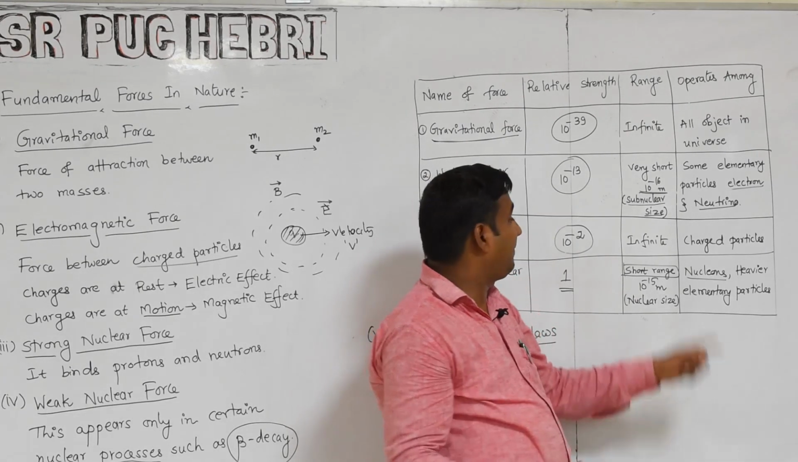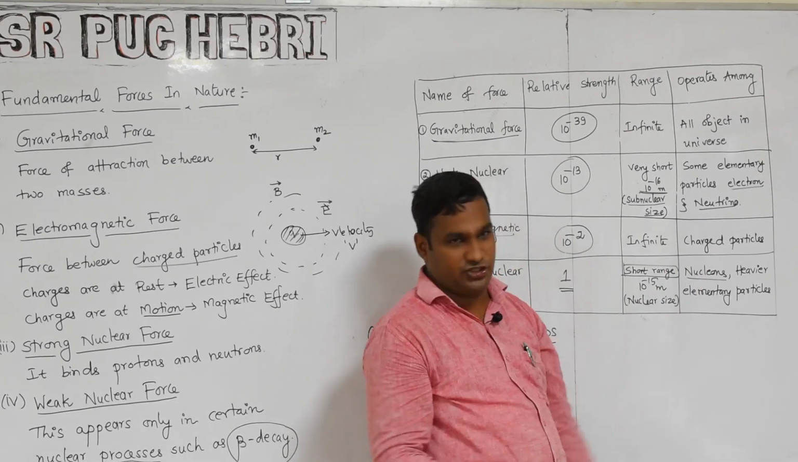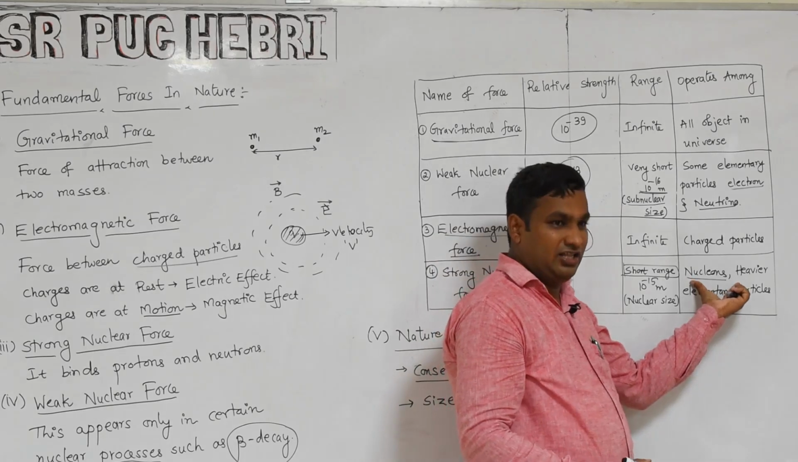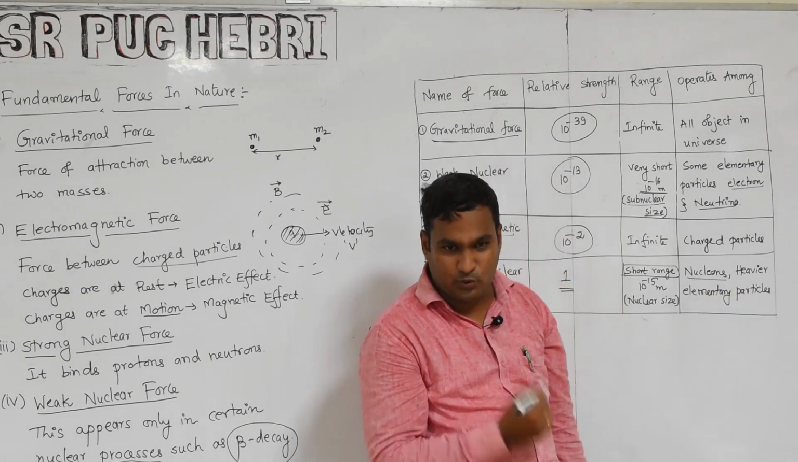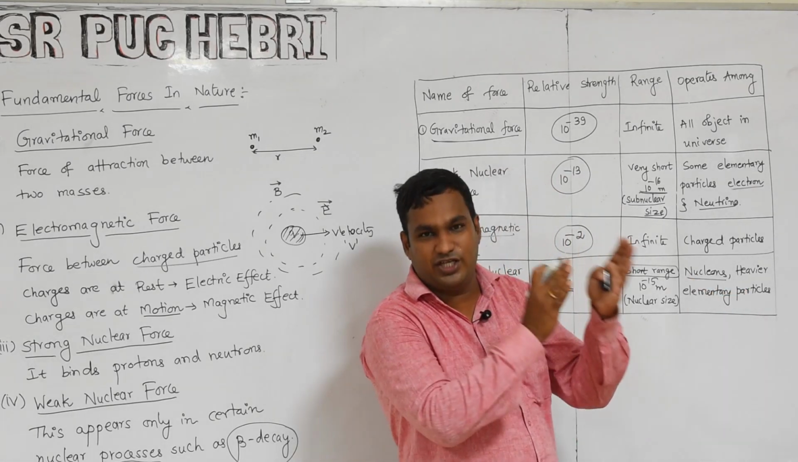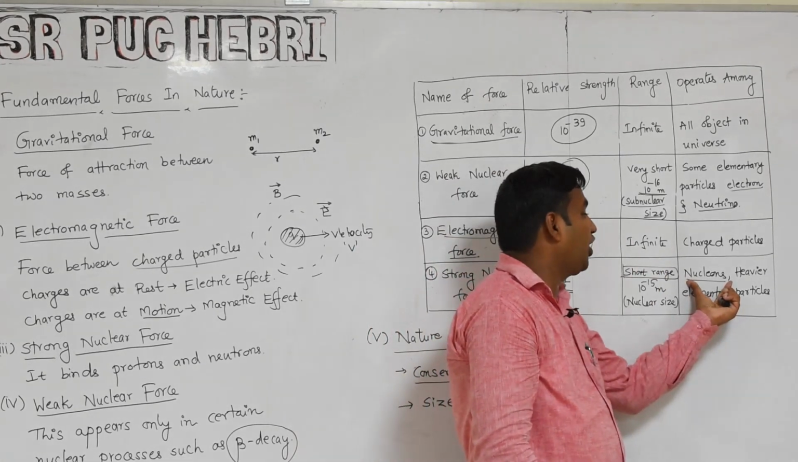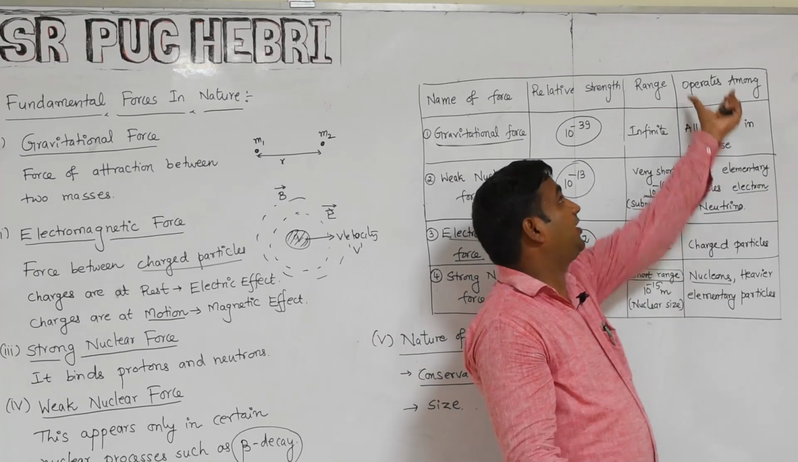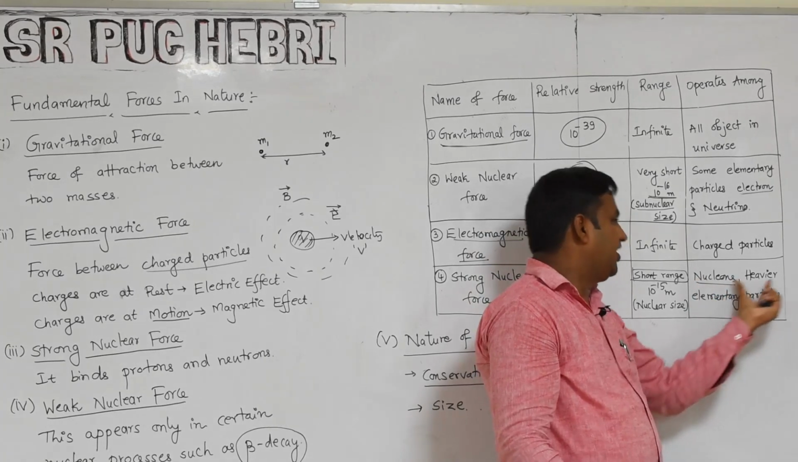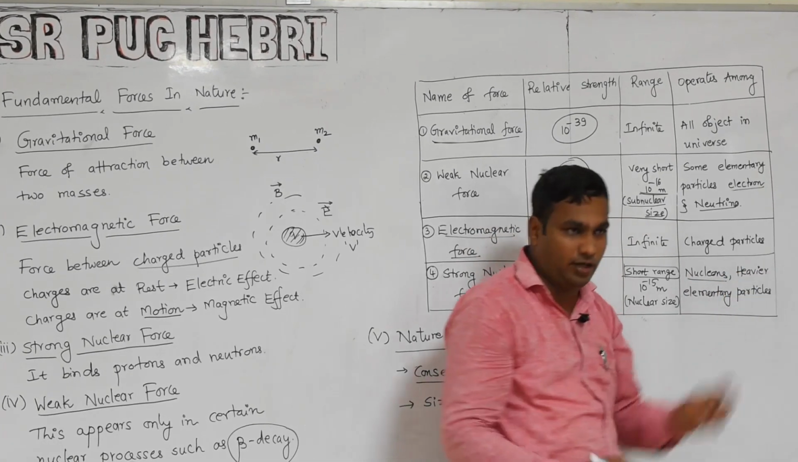Whatever particles are present inside the nucleus are called nucleons. There are two particles present inside the nucleus: one is the proton and the other is the neutron. That's why proton and neutron are called nucleons. That's why it operates for a nucleon. It operates for a heavier elementary particle.